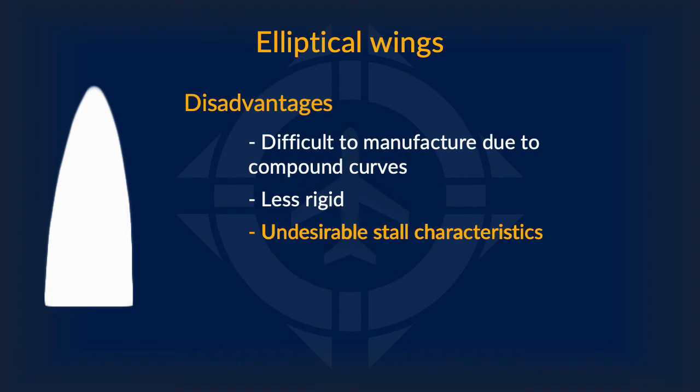However, elliptical wings have great disadvantages that greatly limit their usability. First of which is that they are very difficult to manufacture due to its compound curves. It is also less rigid compared to other planes and doesn't have much strength. Worst of all, it has undesirable stall characteristics.